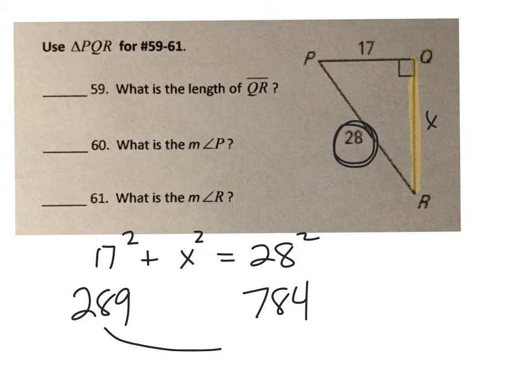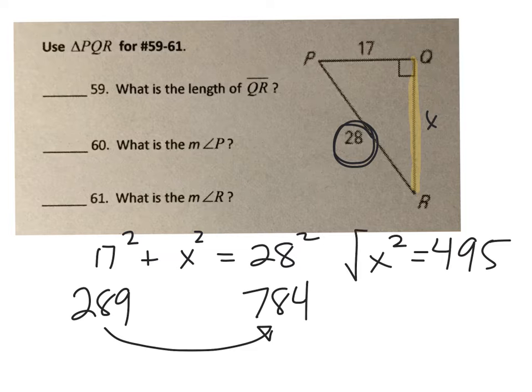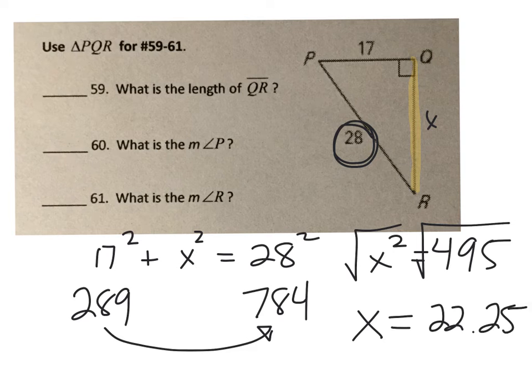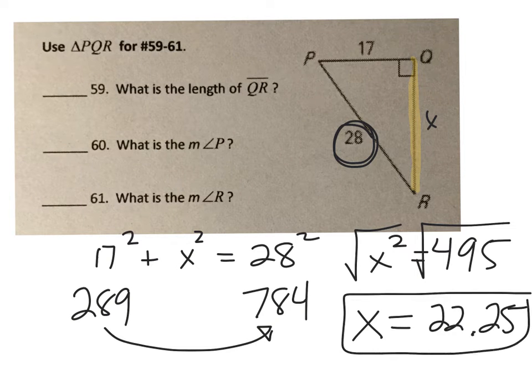So I'm going to subtract 289 from over here. X squared equals 784 minus 289, which is 495. And then we take the square root of 495, and it's not a whole number answer, so root 495 is the exact value, but it's approximately 22.25 units long. Okay, so what is the length of QR? QR is 22.25 units long.